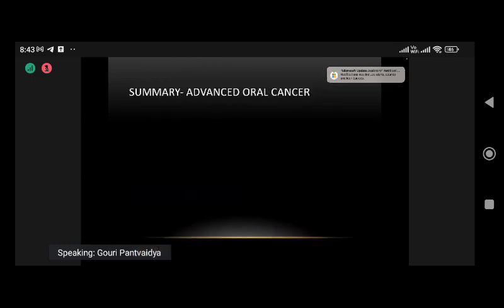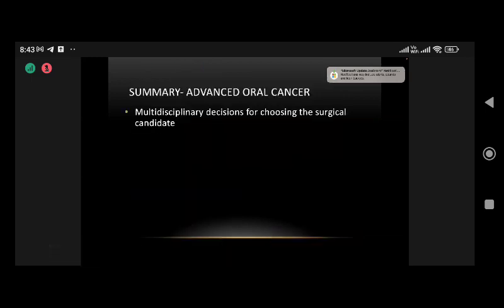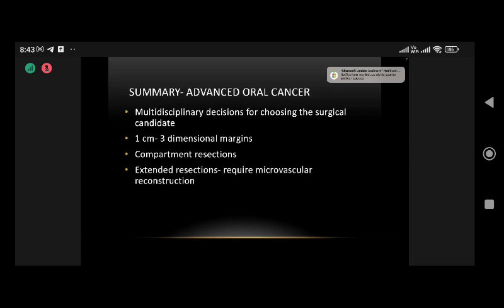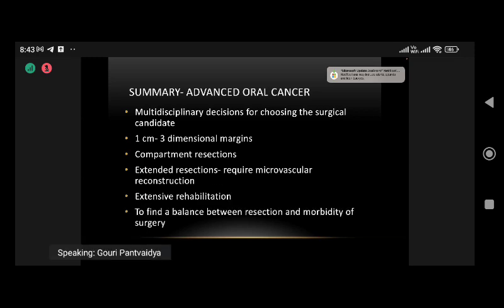So finally, to summarize on advanced oral cancers, for multidisciplinary decisions on choosing the surgical candidate, again I'm saying, it does not change no matter what type of cancer it is. You must get 1 centimeter three-dimensional margins. In these cancers, generally we do what are called compartment resections, either for tongue or for buccal cancers. Extended resections, remember, require microvascular reconstruction and extensive rehabilitation, and it's very important for us to find a balance between resection and the morbidity of this surgery. So it really requires good thinking before you take up a locally advanced oral cancer for surgery.